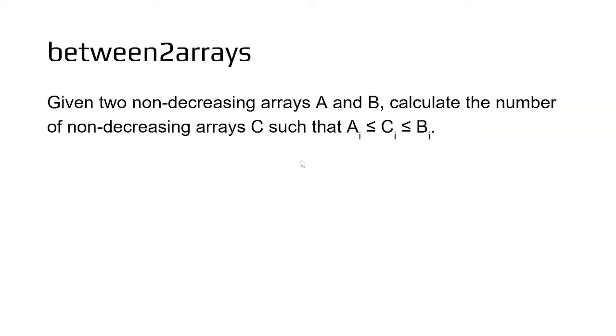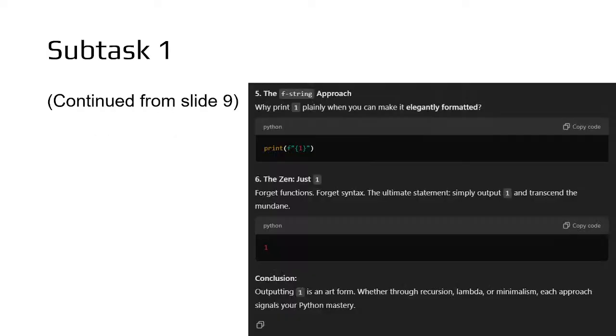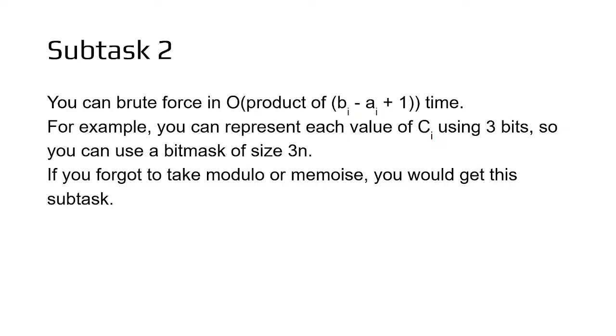The third problem, Between Two Arrays: you have to calculate the number of non-decreasing arrays C which are between these two arrays. For subtask 1, obviously C is equal to both A and B, so you have to print 1 again. For subtask 2, you can brute force in the product of (b_i - a_i + 1). This, by the way, is the number of possibilities for each c_i.